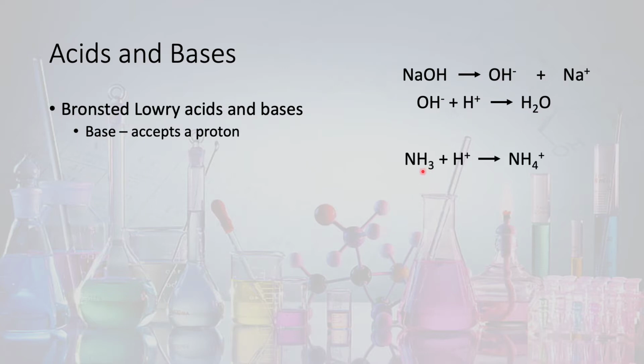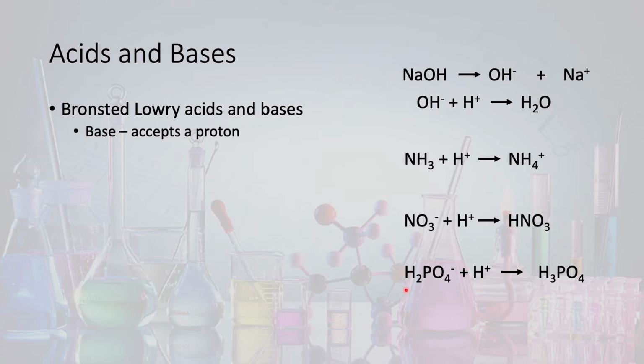Another example would be ammonia. Under the correct circumstances, ammonia can accept a proton from solution to form ammonium. So we go from having a neutral molecule here, ammonia. It combines with a positive hydrogen ion and forms the positive 1 ammonium ion. Another example is the nitrate ion. So NO3 negative 1. This can accept a hydrogen ion or a proton in solution and form the neutral HNO3.